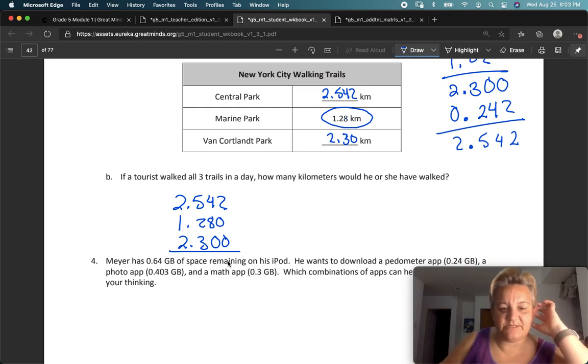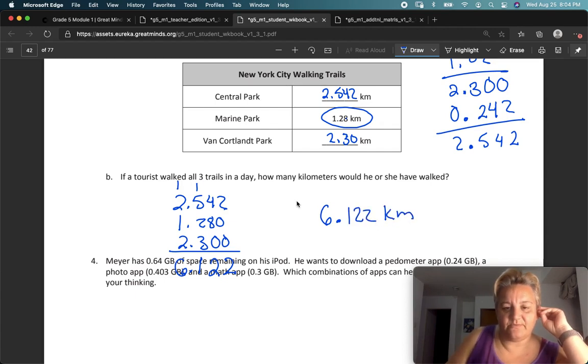2 plus 0 is 2. 4 plus 8 is 12, so that's 2, carry the 1. 5 plus 1 is 6, plus 2 is 8, plus 3 is 11. So many 11s today. Carry the 1. 1 plus 2 is 3, plus 1 is 4, plus 2 is 6. So 6, and that decimal point stayed in the line, 122,000 kilometers. Don't forget your label.